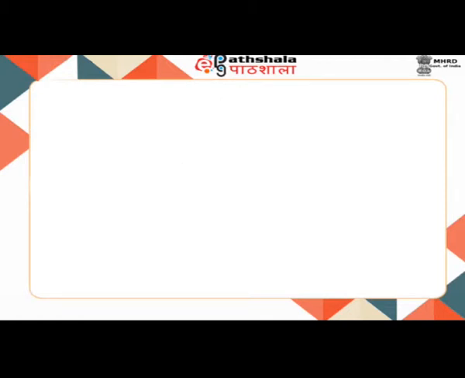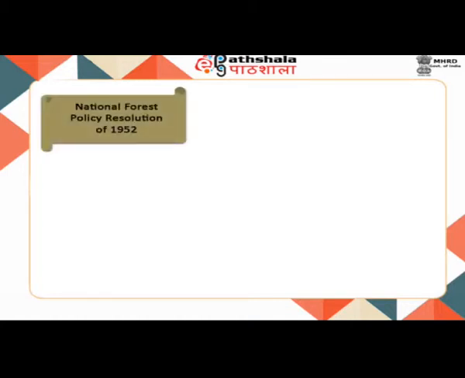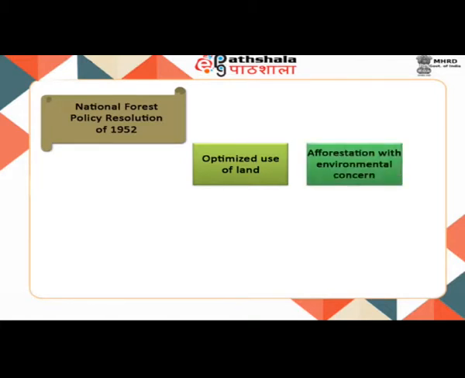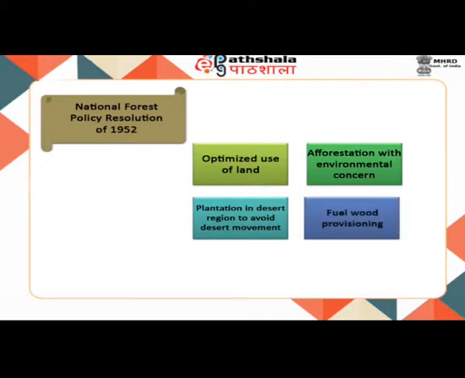Government policies could be classified into two major phases. The first was the National Forest Policy Resolution of 1952. Key areas of this policy were optimized use of land, afforestation with environmental concern, plantation in desert regions to avoid desert movement, fuel wood provisioning, and pastoral expansion, to summarize.